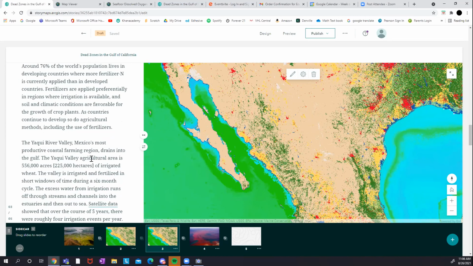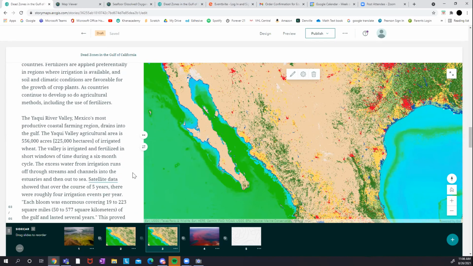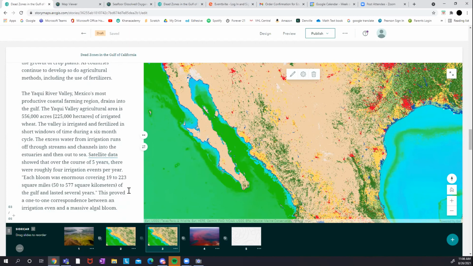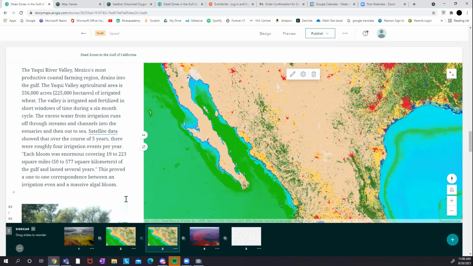So the Yaqui River Valley is one of Mexico's most productive farming regions, and its big area often drains into the Gulf of California. Because of that, it causes enormous blooms each year, covering about 19 to 223 square miles. And so this statistic proves the relationship between the agriculture and the blooms that have been prevalent each year.